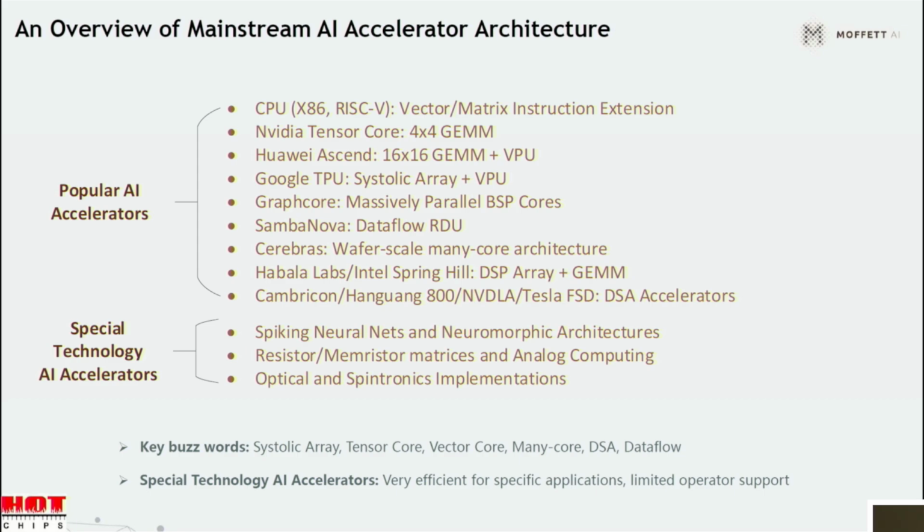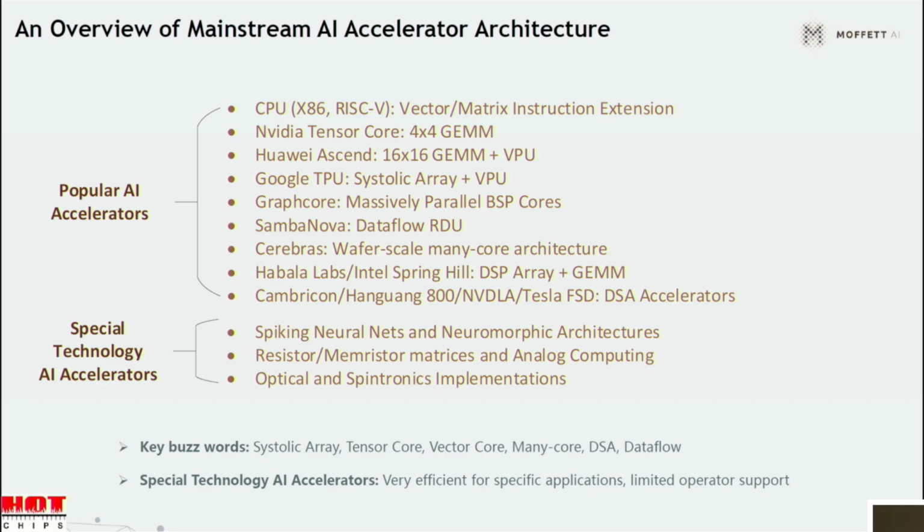traditional digital or FinFET CMOS technology. There are CPUs, x86 and RISC-V, and they are all thinking about adding sparsity to the vector or matrix instruction extensions. Then there is the NVIDIA Tensor Core, based on a 4x4 unit, and they already have 2 out of 4 sparsity. For the Huawei Ascend, the PE element is a little bit larger, 16 by 16, with a matrix multiplication plus vector processor combination architecture.